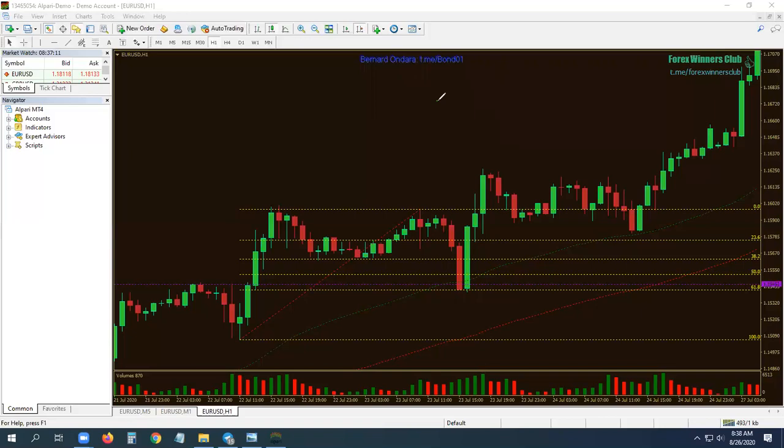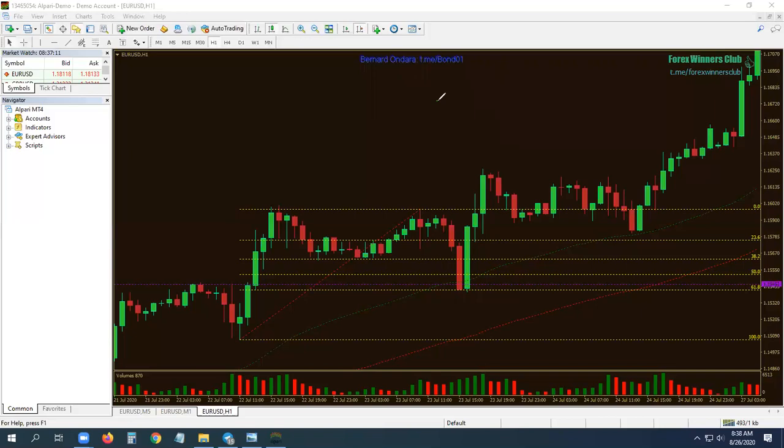Number 2, make sure you only enter your trades at support and resistance. We use support in an uptrend. We use resistance in a downtrend. Number 3, your trade must be initiated by a candlestick signal.